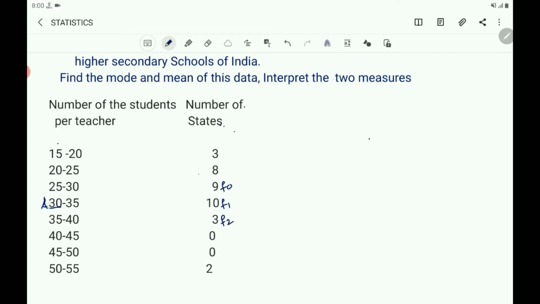So, what is L here? That is the lower limit of the modal class, and H is the size of the class, that is 20 minus 15 or 25 minus 20, all having the same size. So H equals 5. F1 is the frequency of the modal class, that is the maximum frequency. F0 is the frequency of the preceding class. F2 is the frequency of the succeeding class. Now you write one by one.